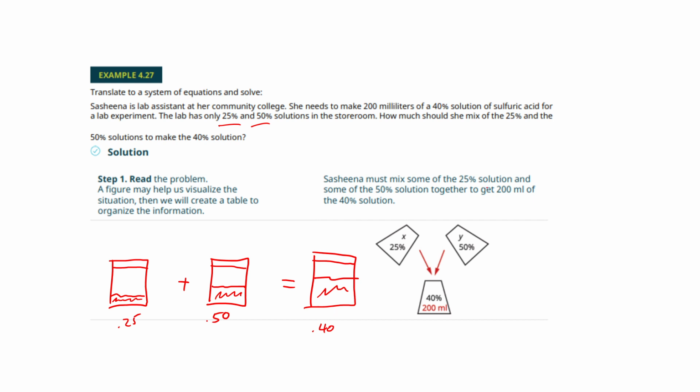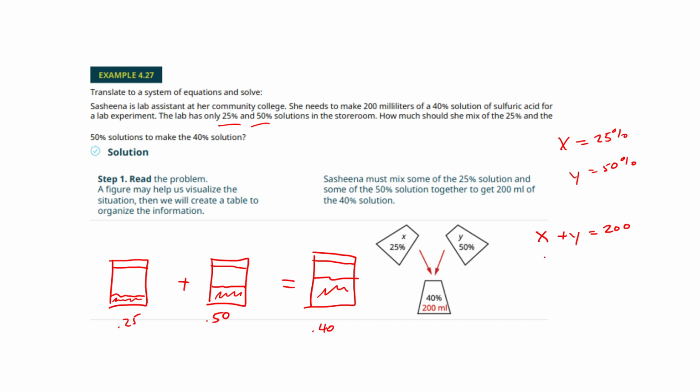Now let's make some equations here. I'm going to make the x the 25% solution and y is going to be the 50%. Now, we're going to mix them together in order to make a 200 milliliter solution. So I just added them. She wants to make a 200 milliliter solution. Okay, let's pour the two things together.